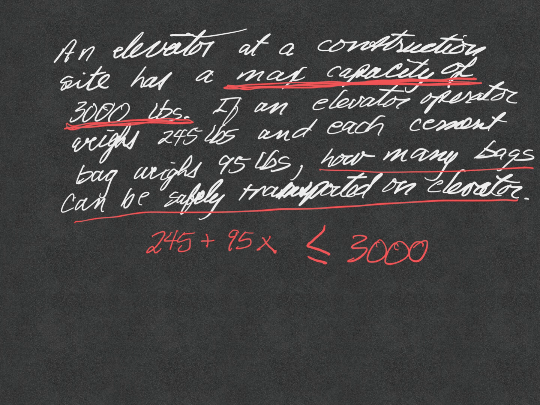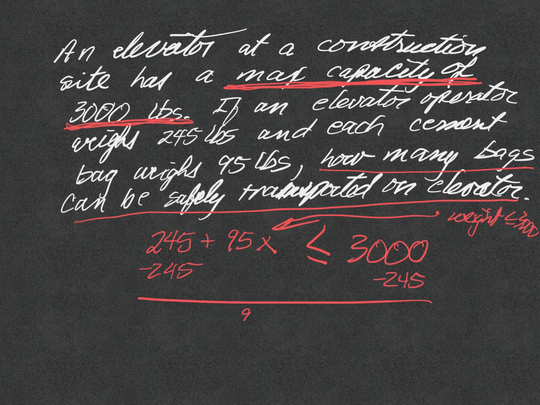Okay? So in some sense, what you're saying is the weight has to be less than or equal to 3,000, the capacity of the elevator. And I'm trying to find an expression for the weight, which I've done there. Okay? So now I solve it. So I subtract 245 from both sides, right? I get 95x is less than or equal to 2,755. And then I divide by 95 on both sides, right?